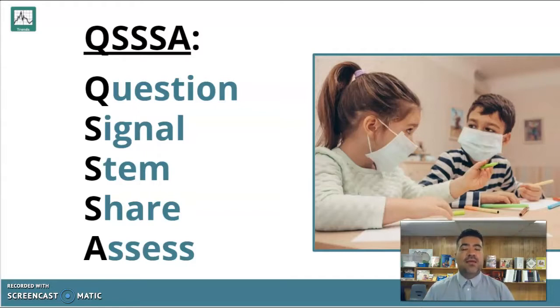This way, you have a question, you're giving them a signal, they have a sentence stem, they have a structured way for them to share, and then you are assessing them this whole time.